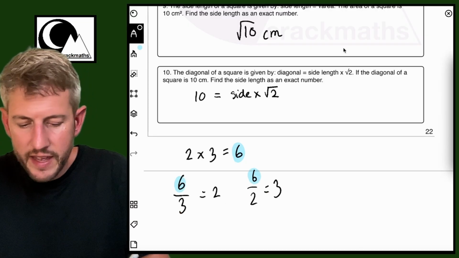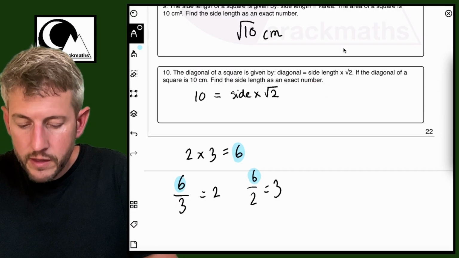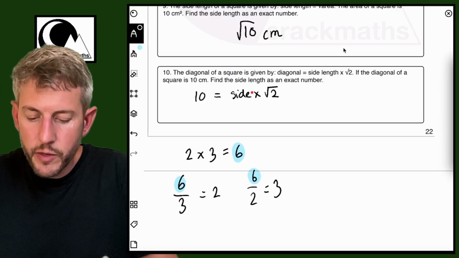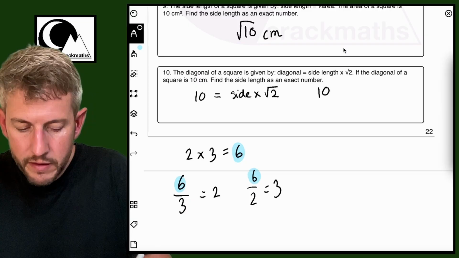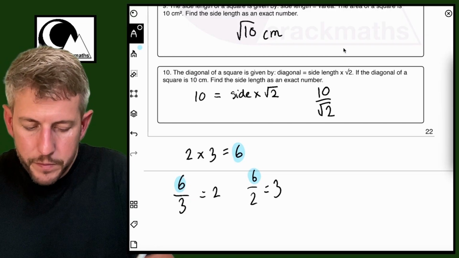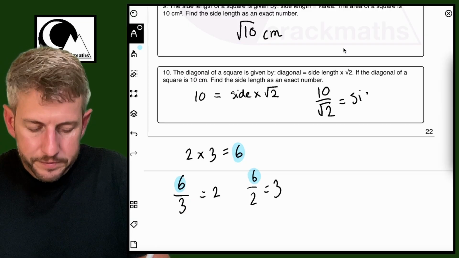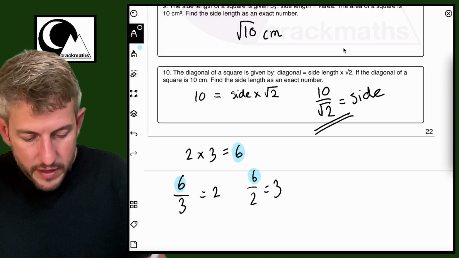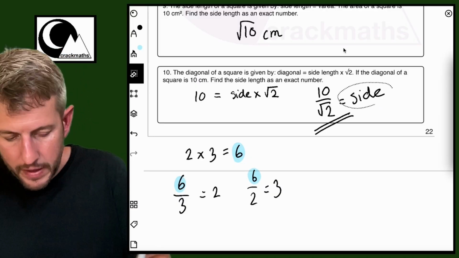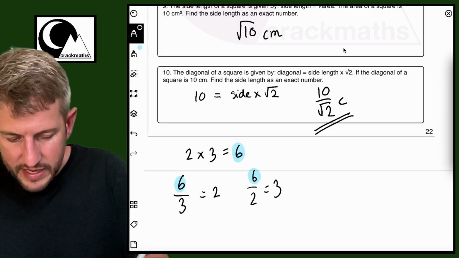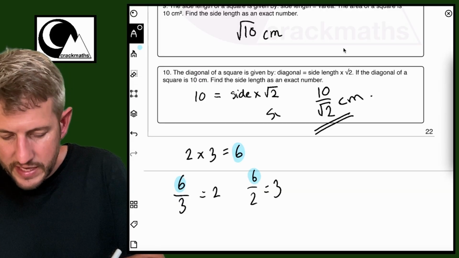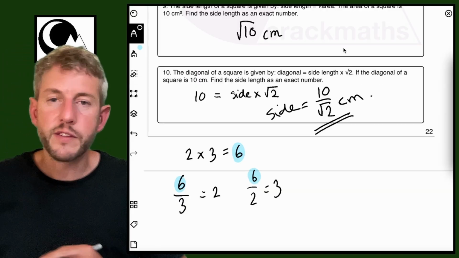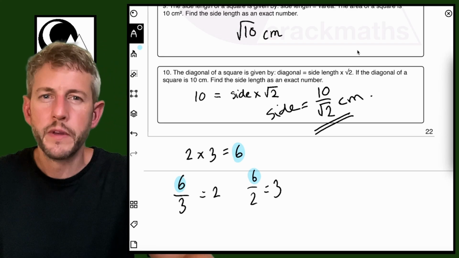So in this case, we've got side times root 2 equals 10. So therefore 10 divided by root 2 will equal the side. And that is our answer. So the side is 10 over root 2, and that will be centimeters. Okay, I'll just say side equals here. So the side equals 10 over root 2 centimeters.